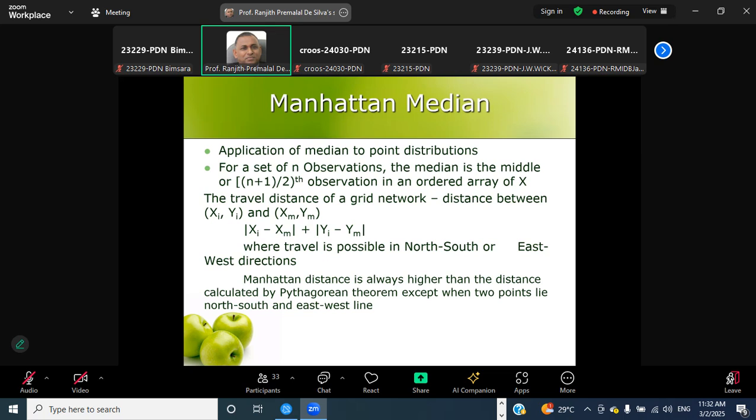Now, when you have a grid-like pattern with movement restriction, for a set of n observations, the median is the middle, the (n plus 1) divided by 2th observation in an ordered array of x. So if you have n observations of x in an ordered array, and if you have 21 points, your median is the (21 plus 1) divided by 2th observation. That is the 11th observation.